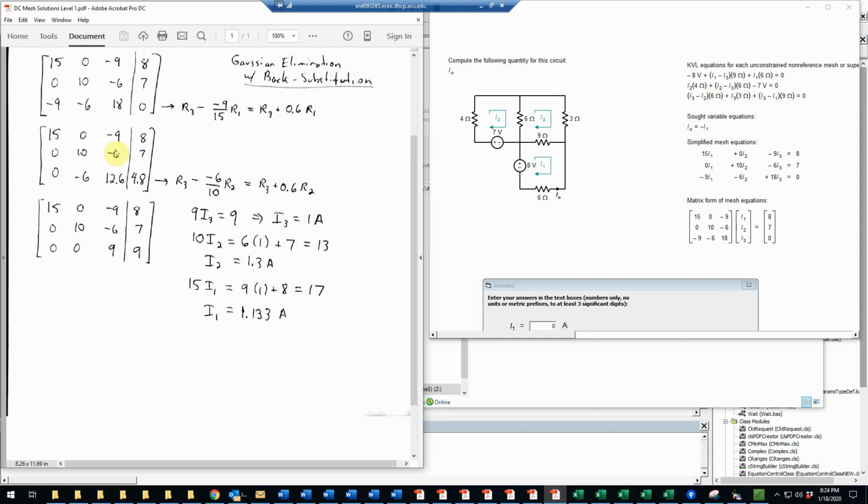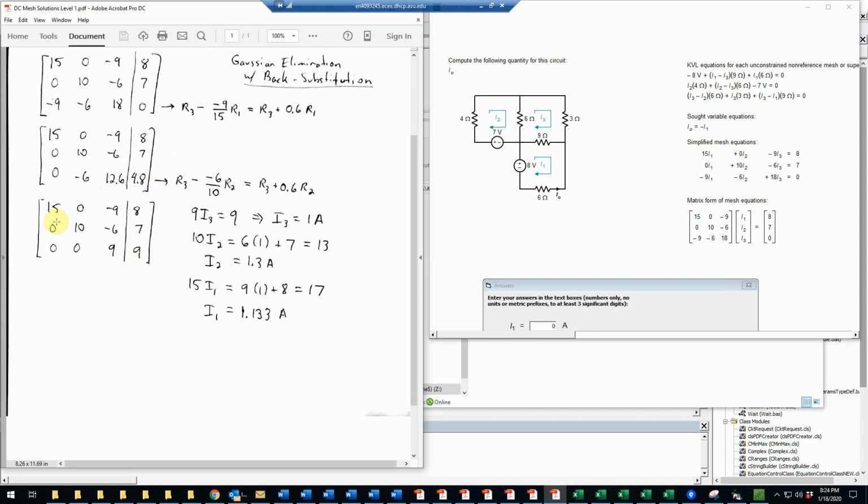Then we take the 0.6 times negative 6. That'll of course give us negative 3.6. We add that to the 12.6, and that'll just give us 9. And then for the constant, we multiply the 7 in this row 2 by 0.6. That'll give us 4.2, so we add that to 4.8, and that also gives us 9.